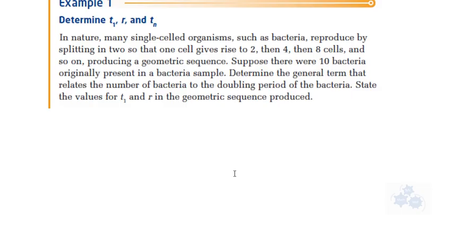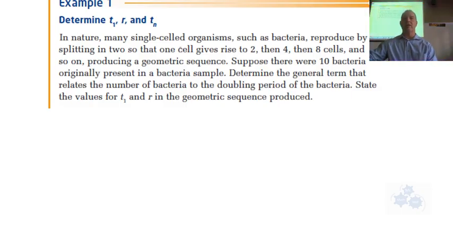All right, example 1 from your textbook says this. In nature, many single-celled organisms, such as bacteria, reproduce by splitting in two so that one cell gives rise to 2, then to 4, then to 8. So we're doubling every time, aren't we? Producing a geometric sequence. Suppose there were 10 bacteria originally present in the bacteria sample.